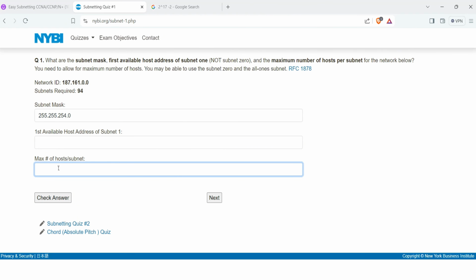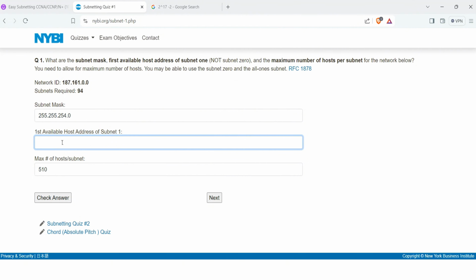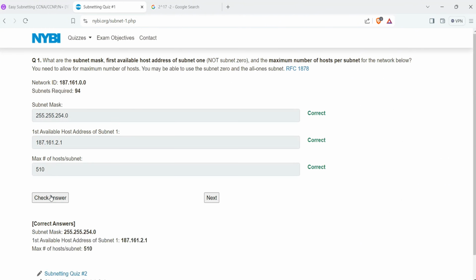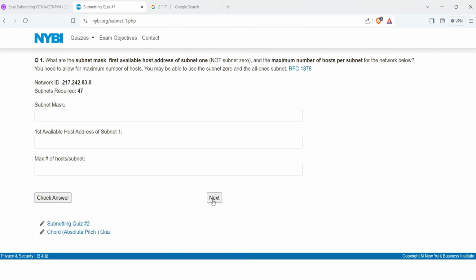Okay. Now, max number of hosts per network. I borrowed 7 bits. 1 plus 8 is 9. 512 minus 2 is 510. The value of the last bit that I borrowed is a 2. So it's going to be 2.1, 187.161.2.1. And let's check answer. There we go. All right.